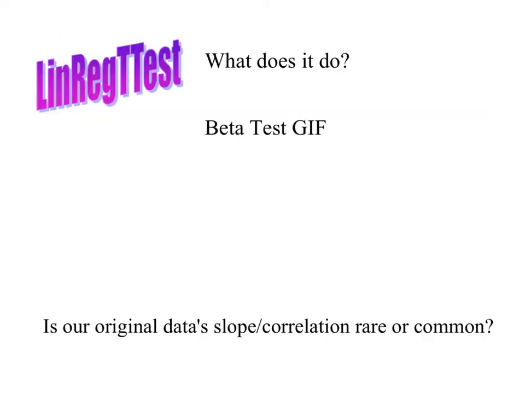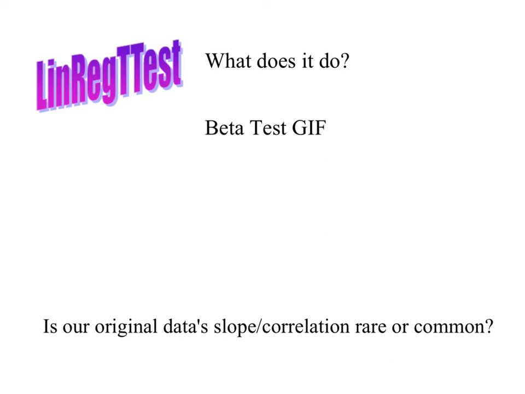So what the beta test does, okay, it's called the linear regression t-test or the beta test, is it basically assumes, it begins by assuming that the slope doesn't exist. And to do that, to calculate that, it basically takes our x and y values and detaches them from one another and shuffles them. And then it graphs this new shuffled set of points and it finds the correlation and slope.